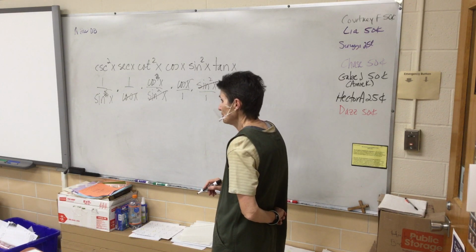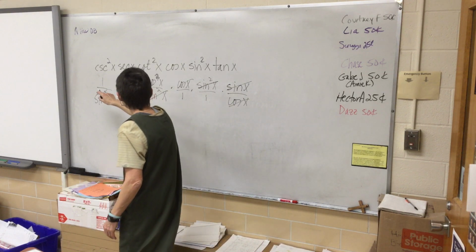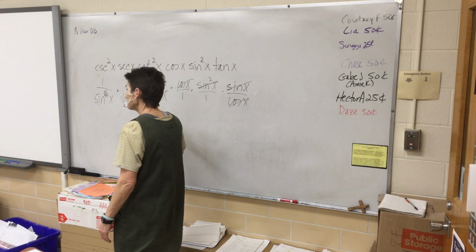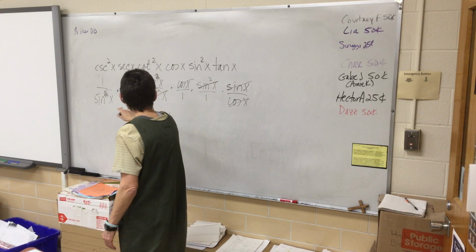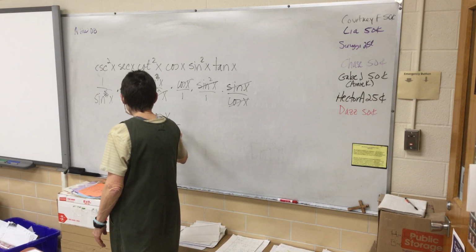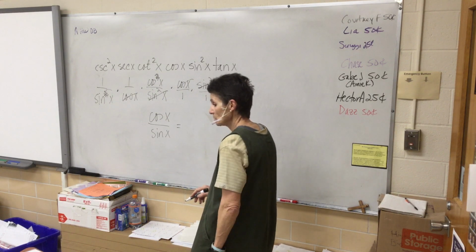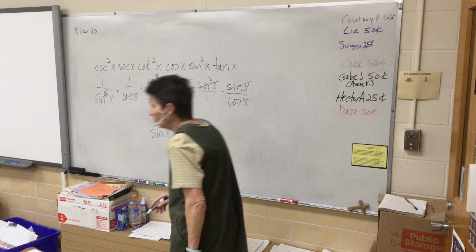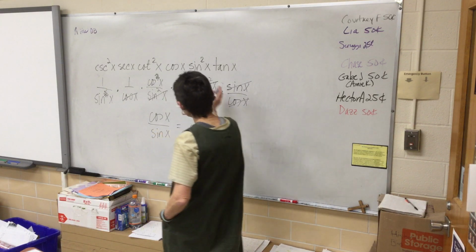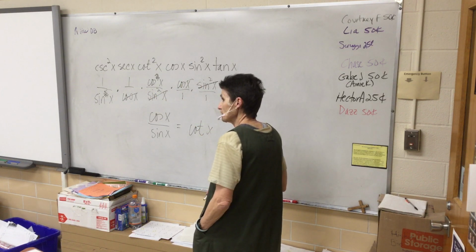All right, does that make sense to you? Yeah. So then I think I canceled everything. What do I have left on the top? The only thing I have left on the top is a cosine. And the only thing I have left on the bottom is that sine. Well, what's cosine over sine? Cotangent. Yep. So all of that big mess that we started with just boils down to cotangent.